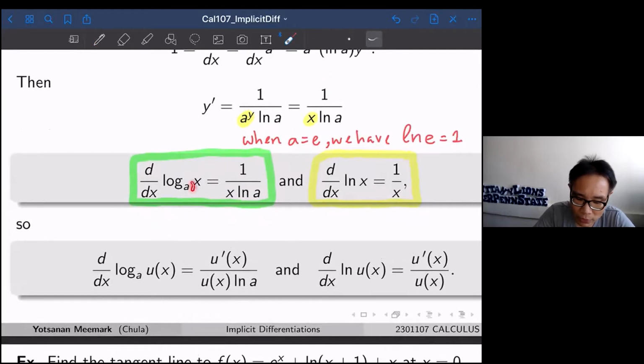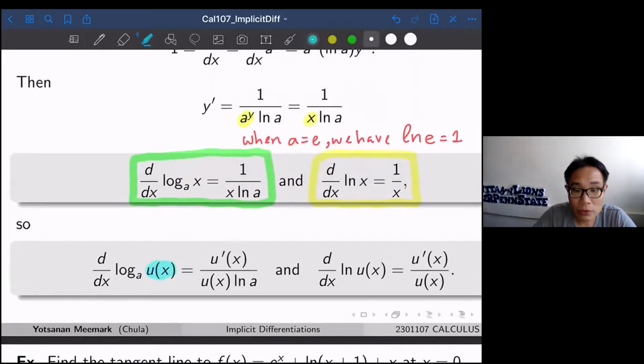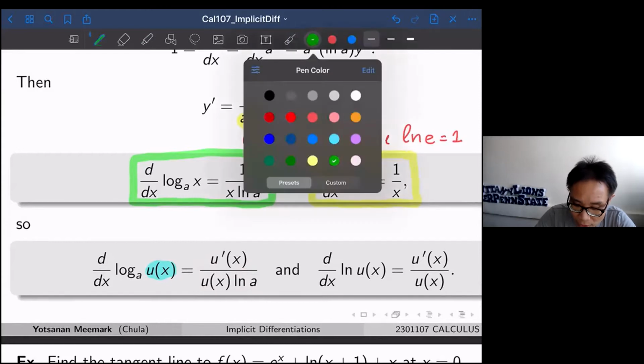If you have base a, the ln a will come down here. However, if you have base e, this will be just 1 over x. It makes your formula nicer. Another one is to apply the chain rule for the log function. If you differentiate log u base a, it's going to be 1 over u log a, and you differentiate inside. This is the reason why you get u prime x on top. This part comes from differentiating inside.